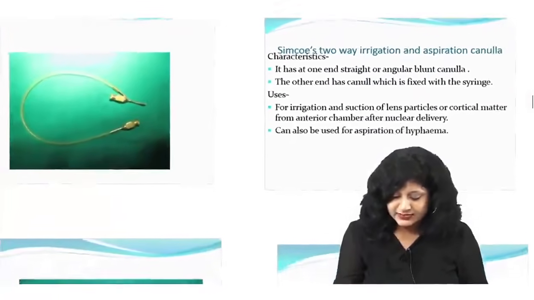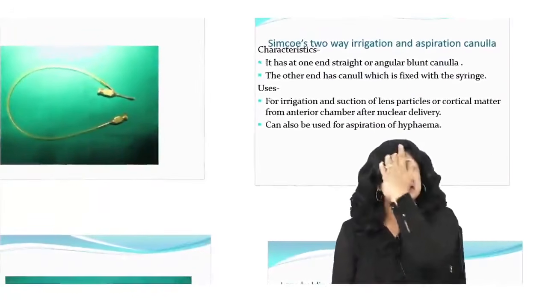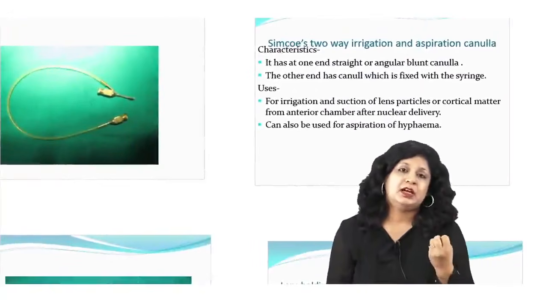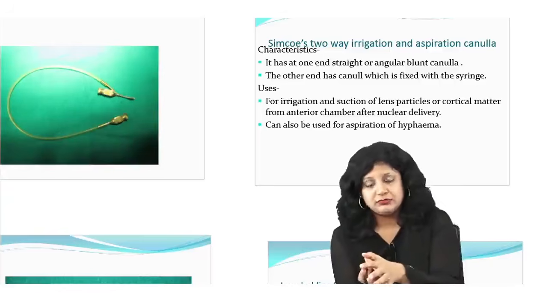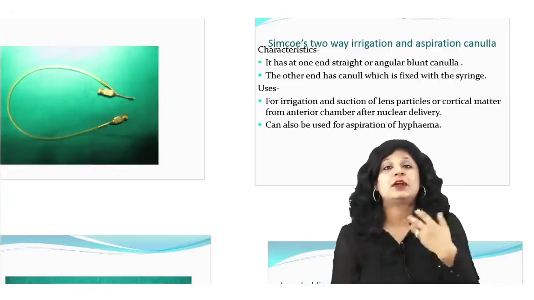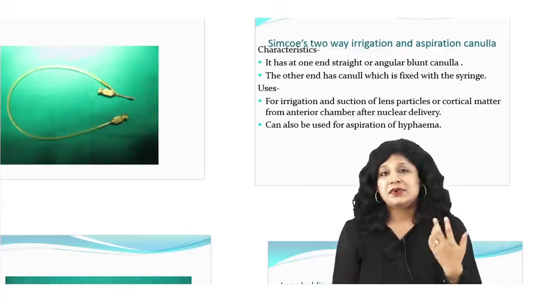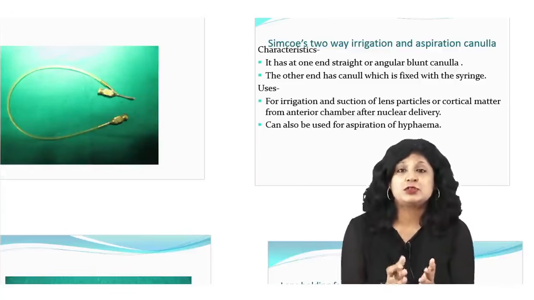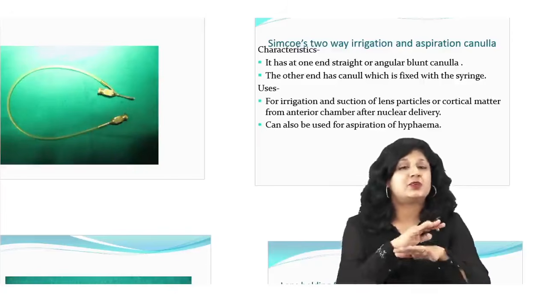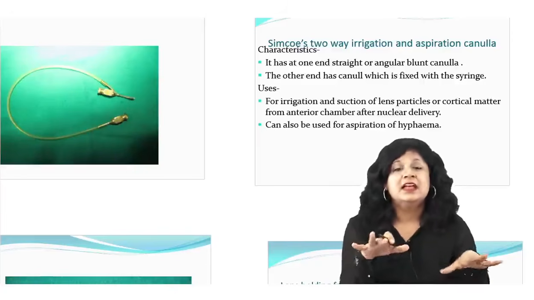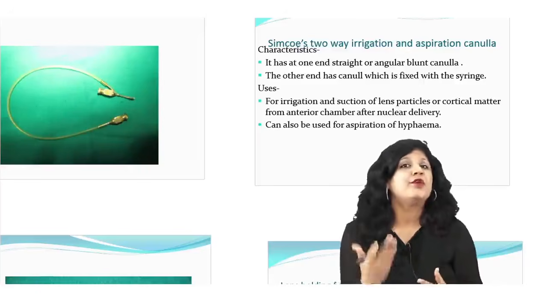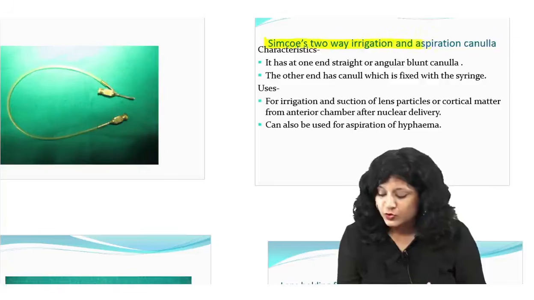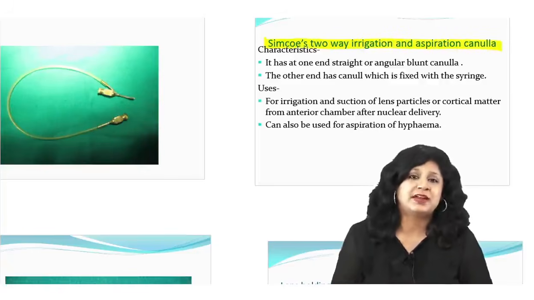Now, after this, we'll be talking about the irrigation. You have done the hydrodelineation, you have broken down the nucleus, you have expressed the nucleus. Now what about the cortical matter? The remaining cortical matter or the remaining nuclear matter has also to be aspirated, so that you have a completely clear view there and you can go with the IOL entry. So for that we are using the Simcoe's two-way irrigation and aspiration cannula.